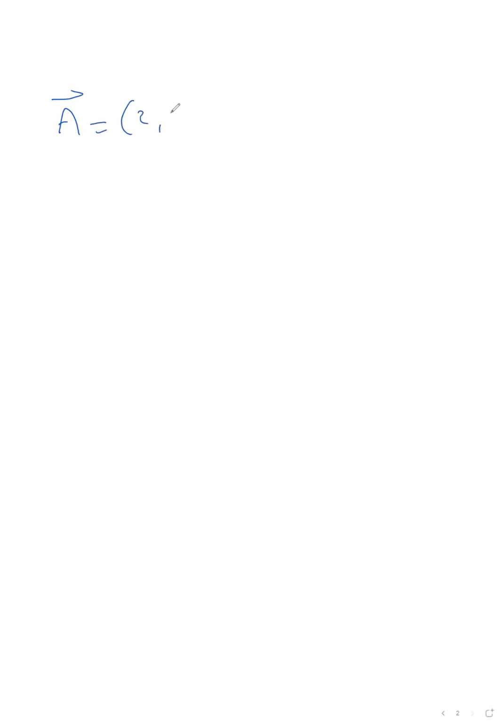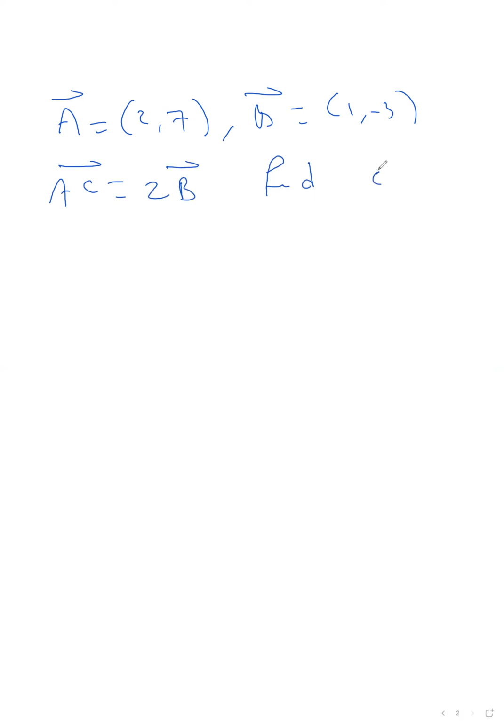Another example: when they tell us vector A equals 2 and 7, vector B equals 1 and negative 3, and vector AC equals 2 vector B. Find C first. Then find the norm of AB plus 3BC plus AC.